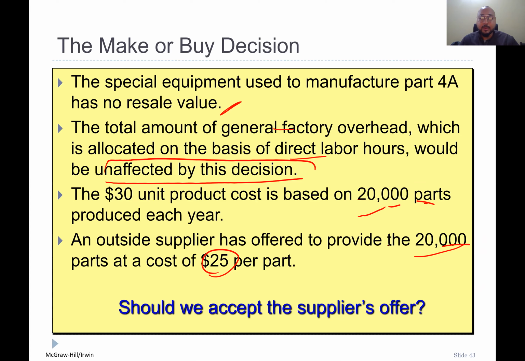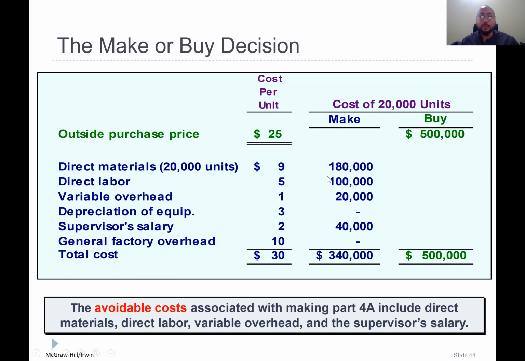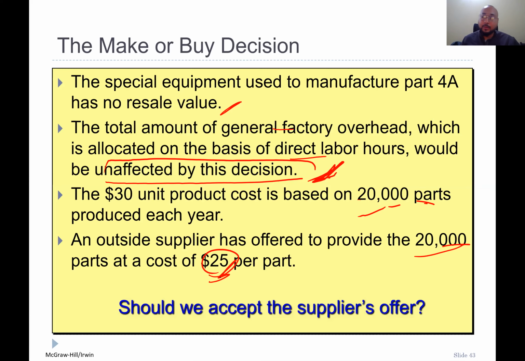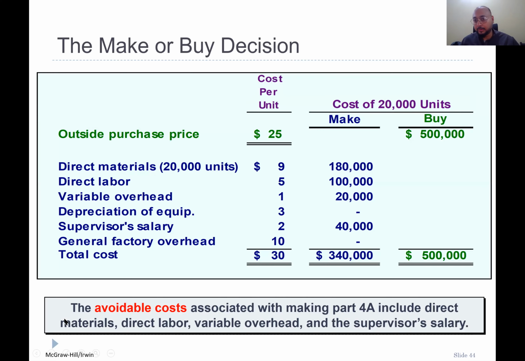If you are a layman, you will say okay, just provide me at $25. But if you are a cost accountant and you know the managerial accounting stuff, then you will do some analysis. We know that the general factory overhead is not going to be affected. So 20,000 parts multiplied by 25, the answer would be 500,000. So this is the make or buy decision. Just see here.